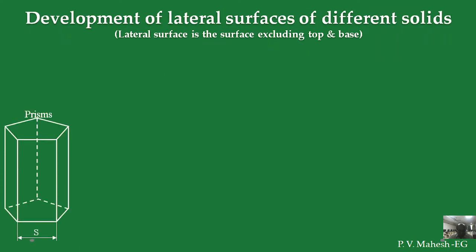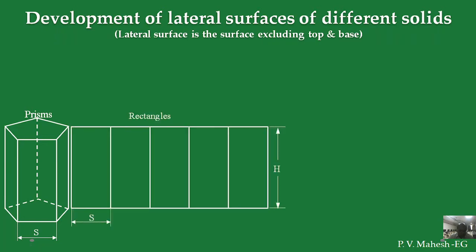Now in the case of prisms, here is a prism, a pentagonal prism. Suppose if I cut here and open the lateral surface, I will get 5 rectangles. Each rectangle has the same base side, and the height is equal to the height of the prism. So we will have 5 rectangles side by side. That is why we have the internal edges also dark in the case of prisms.